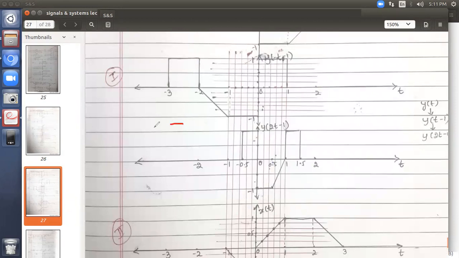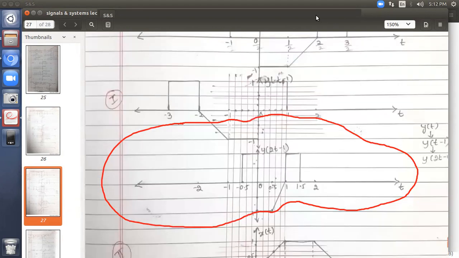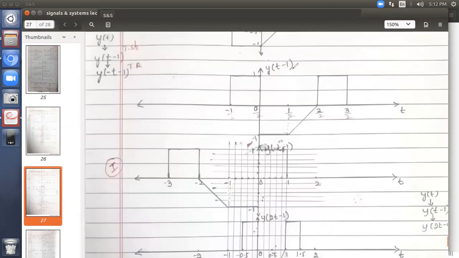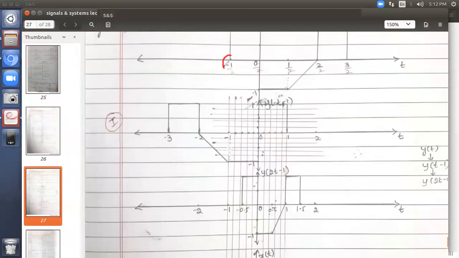If you observe the work I have done, I think Priyanka or Deepa had asked me to get y of 2t minus 1. I have done it here. Observe y of t minus 1, it was already there with me. I have just made it 2t. 2t means I have to compress this signal. In order to get the compressed version, divide all the times by 2. So if I do that, check, it is between -0.5 to 0.